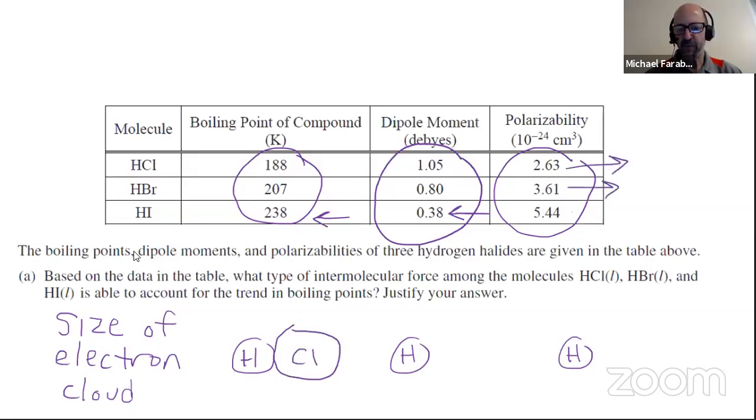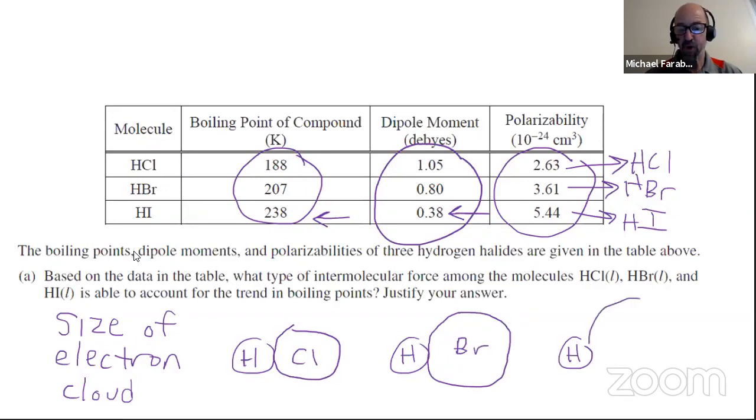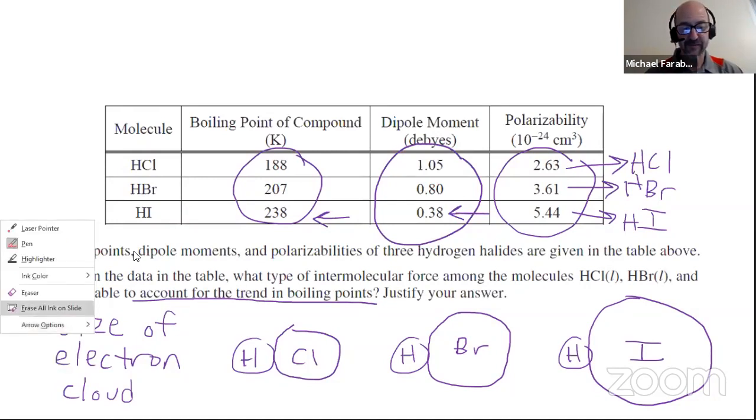Now, I have other polarizabilities here. This is HCl, HBr, and HI. So HBr is more polarizable, and we know this from periodic trends, bromine has a larger electron cloud. And iodine is even more polarizable, it also has a larger electron cloud. That's what you have to talk about if you're going to justify or account for the trend in boiling points. They're giving you data. You just have to pay attention and use the data and your understanding of these concepts.